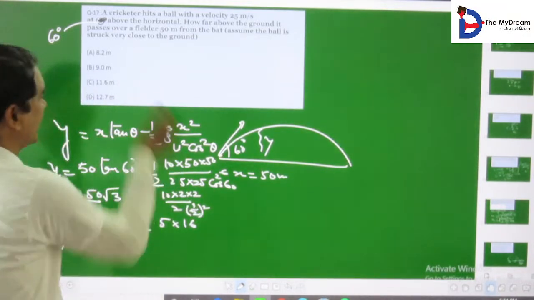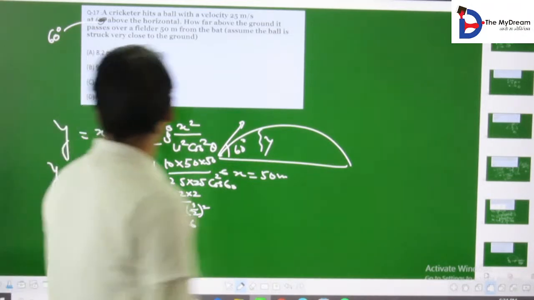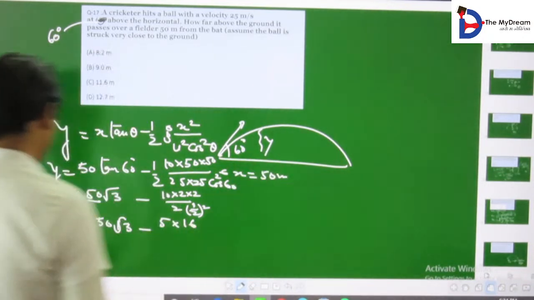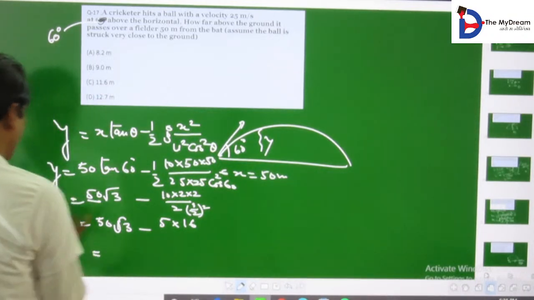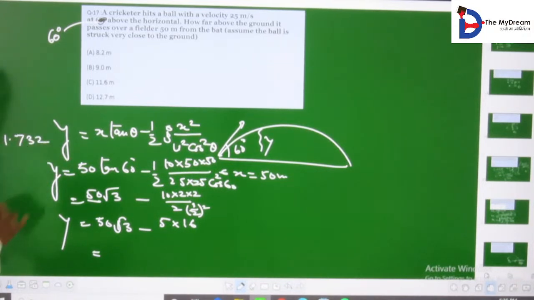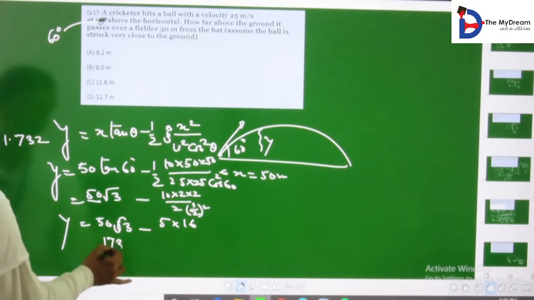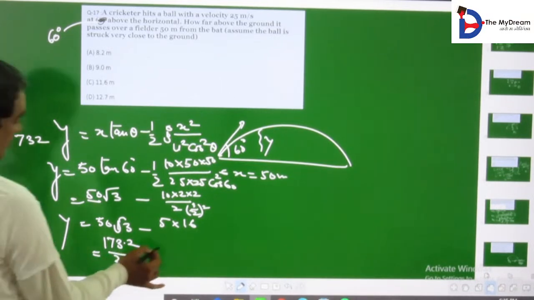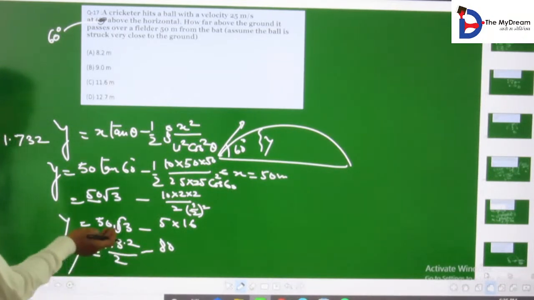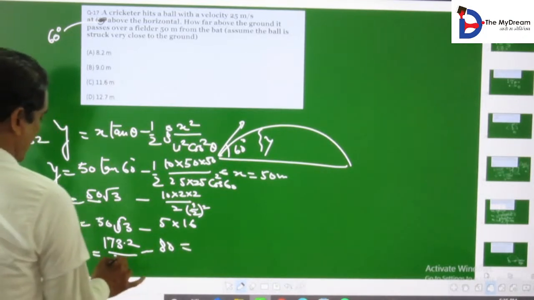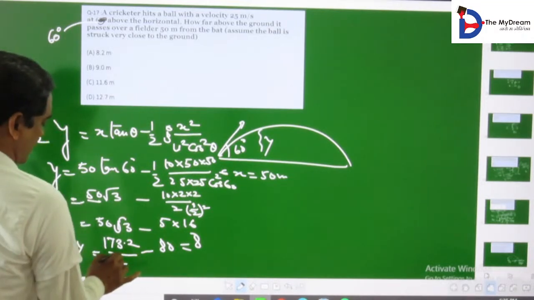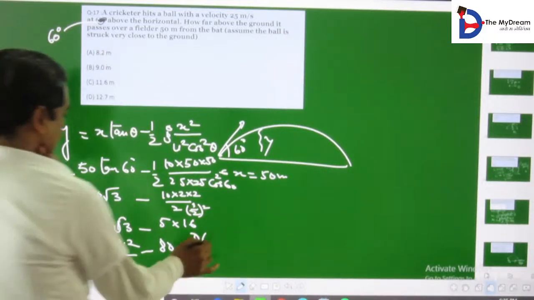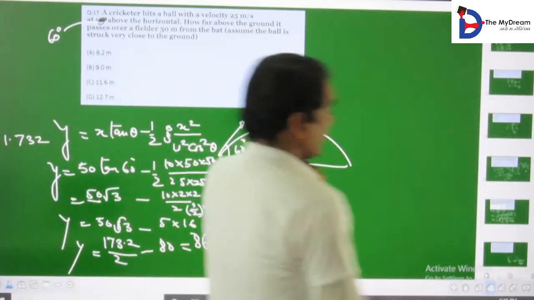Okay, calculate it. The value of root 3 is 1.732. 173.2 divided by 2. This is 80. What did we do, we multiplied by 2 and divided by 2. 2 8s are 16, carry 2, 6 2s are 12. Yes, this will be around 8 point something. Okay, 8.2 is the correct answer.